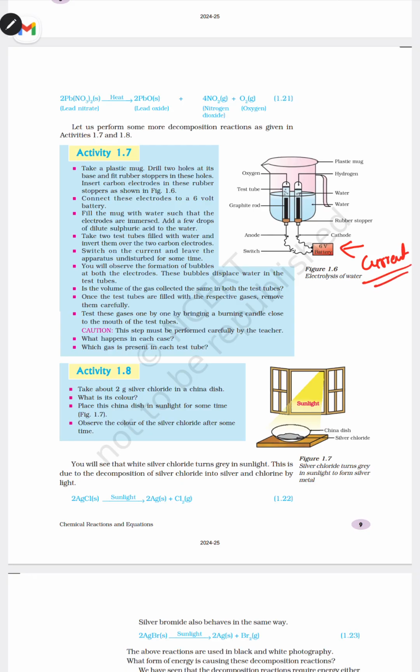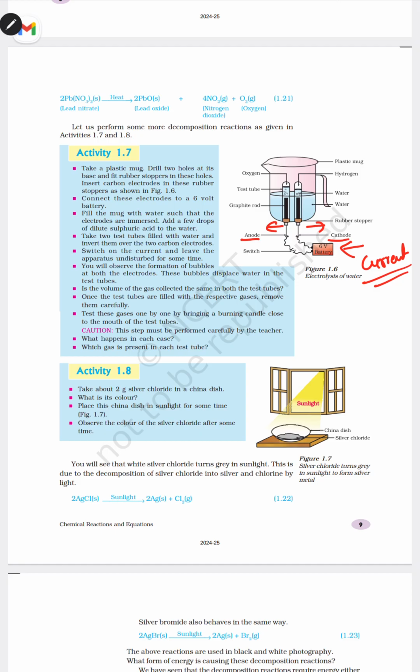Here we are giving current, and we have an anode and a cathode, because a battery has both positive and negative terminals, right? So what is the input here? We are taking a mug of water, a plastic mug. At the base of that mug we are putting two rubber stoppers. We make 2 holes in them, and we insert carbon electrodes in these rubber stoppers as shown in this figure. So we are putting 2 holes in the plastic mug, right?